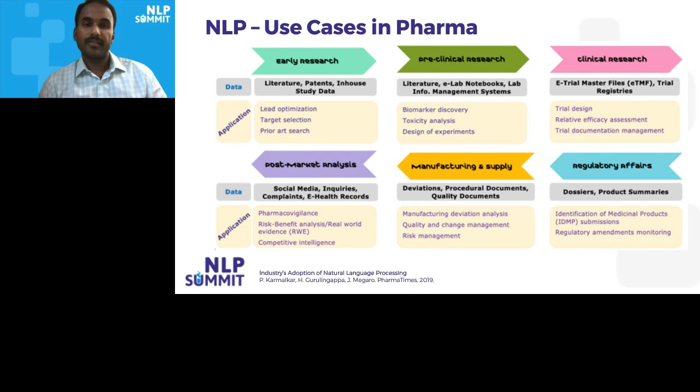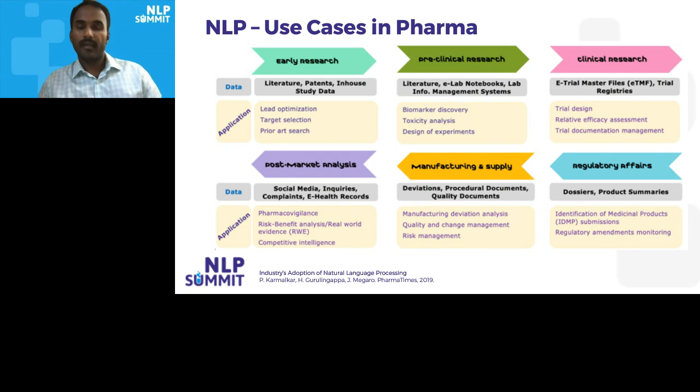So let us start with early research. Early research is a phase where scientists or researchers are trying to find new ideas, or new hypotheses to support the research. That is where data sources like patents, literature, and in-house study data become very important. Some application areas for text mining here are lead optimization, target selection, like identifying new proteins and genes, or doing a prior art search. That is, we want to search all the historical data or patents to understand whether there are any new innovation opportunities, or any white spots that could help in further product improvement.